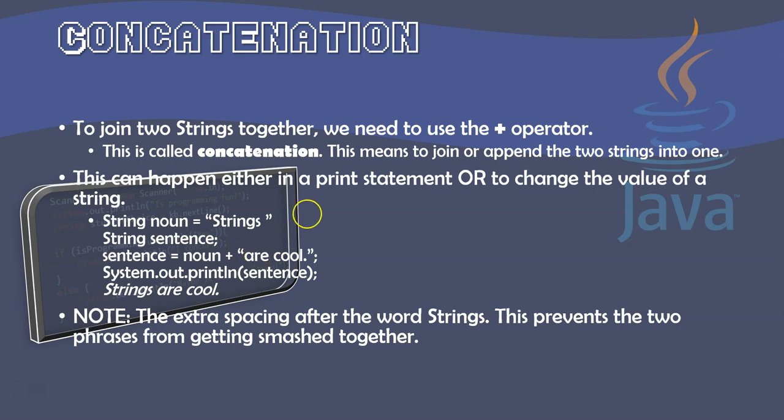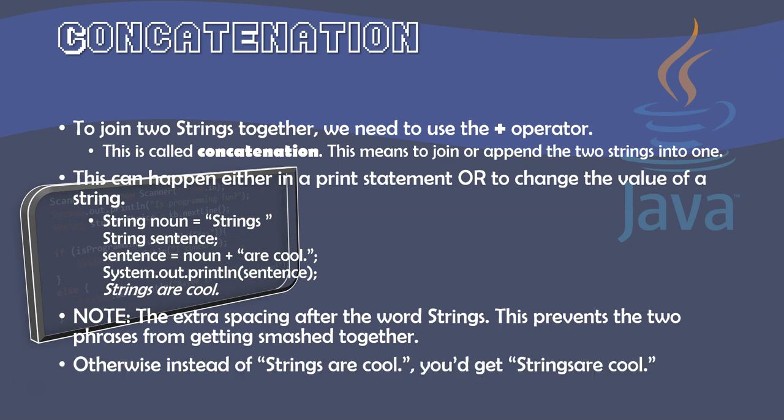Now, you will note that there is an extra space after the word strings. So if I look right here, it's S-T-R-I-N-G-S, space, and then my quotes. The reason why there's a space there is because it prevents the two phrases from getting smashed together. If you don't put a space here, you're going to find that your strings are literally sitting on top of each other, so your words might look like a long run-on sentence. So in this example, if we had run this without that space, instead of "strings are cool" we would get "stringsare cool". You'll notice there is no space between strings and are if we hadn't put that space here.